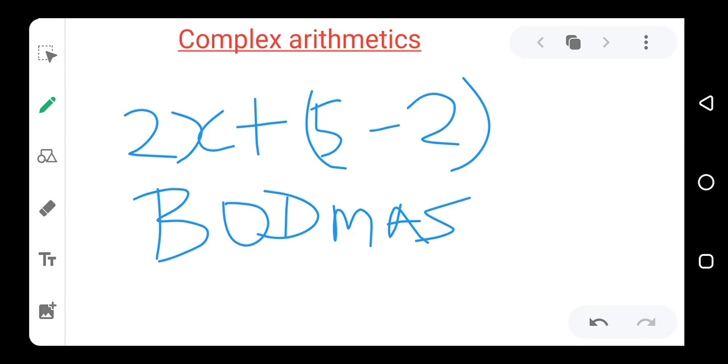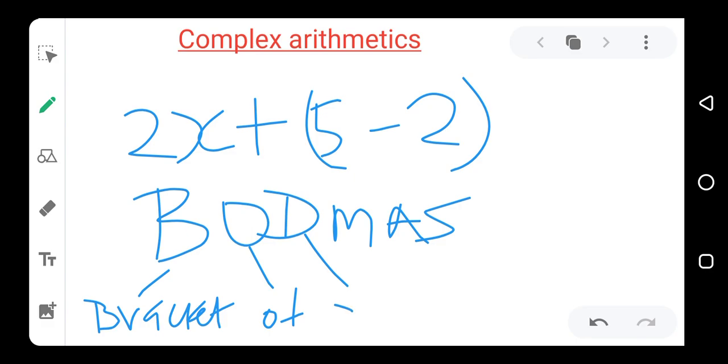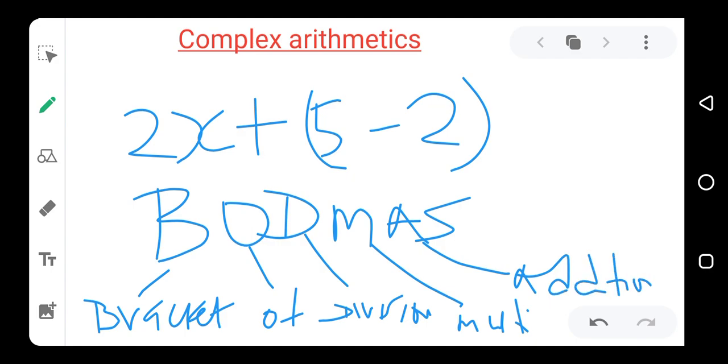Bodmas is an abbreviation where B means brackets, O means of, D means division, M means multiplication, A means addition, and S means subtraction. So you can see that all the arithmetic methods are included here.